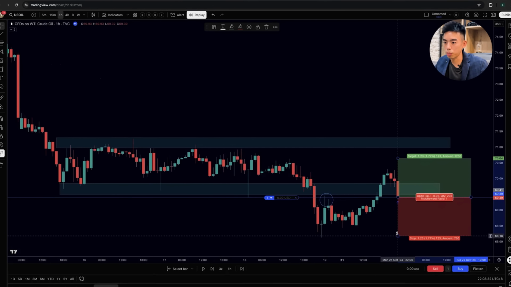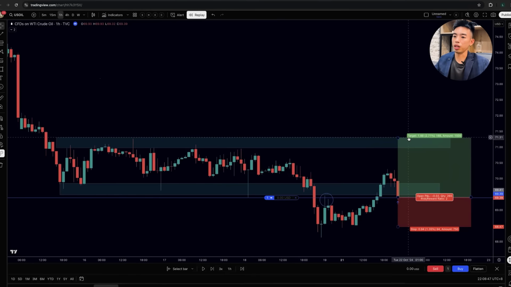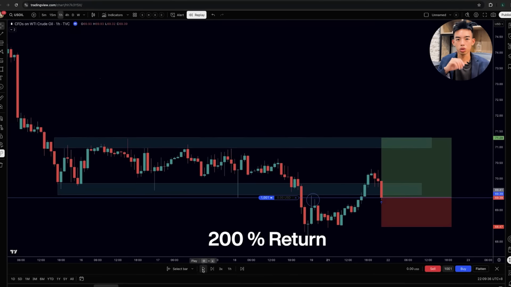We would put our stop loss right around this point. Target is very straightforward. We would take our target to the top end of this range. This right here would be a 2 to 1 R trade, a 200% return. So let's see how fast we can get to target with this strategy.